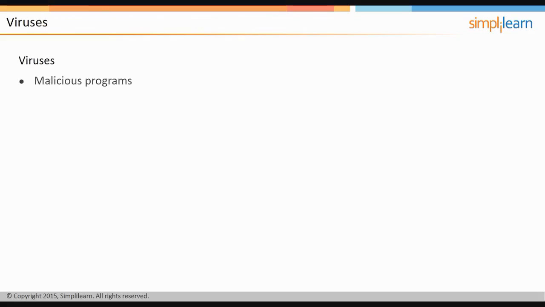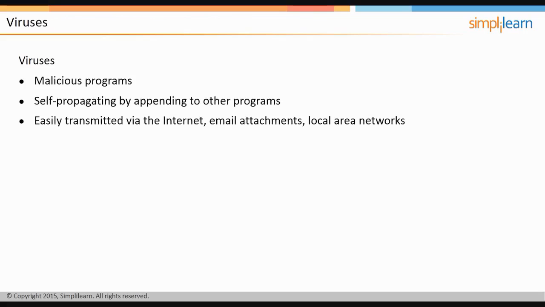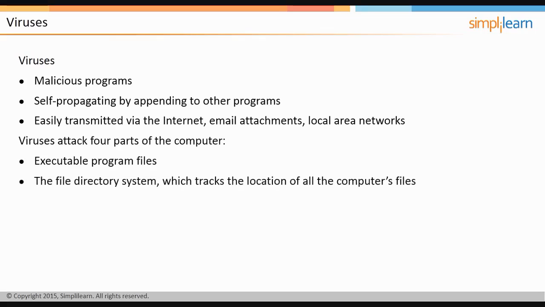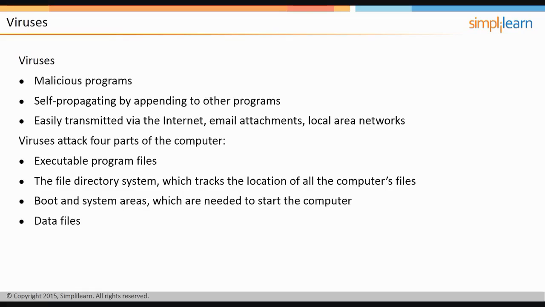Viruses are malicious programs designed to self-propagate by appending to other programs. They are easily transmitted via the Internet, email attachments, local area networks. Viruses attack four parts of the computer: executable program files, the file directory system, which tracks the location of all the computer's files. Another area is boot and systems areas, which are needed to start the computer. Data files are also a target for viruses.